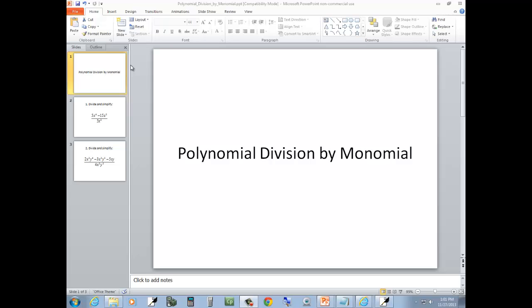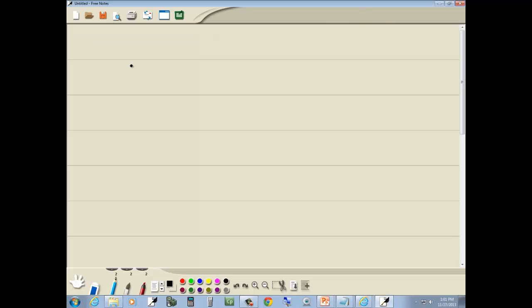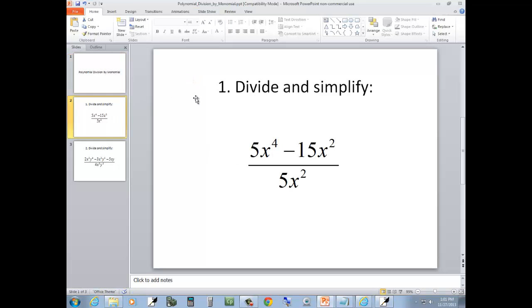Let's take a look at polynomial division by a monomial. Now there's a property that goes along with this. I'm not going to really use the property; I'm going to talk about an easier way to think of it. But the property says if you have x to a power over x to a power, like x to the m over x to the n, then you can subtract the exponents, so you get x to the m minus n. Well, there's an easier way to think of it than that, though, and we'll take a look at these examples.